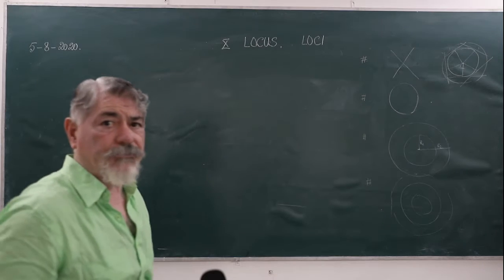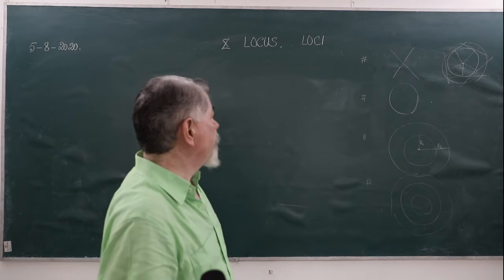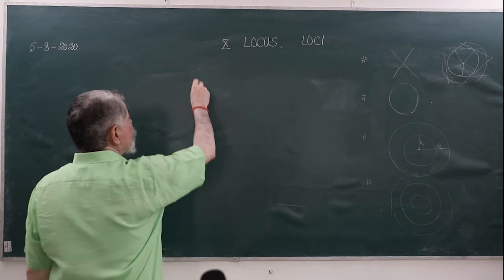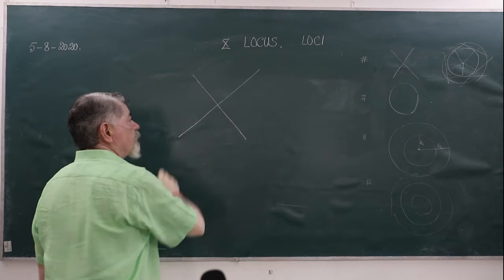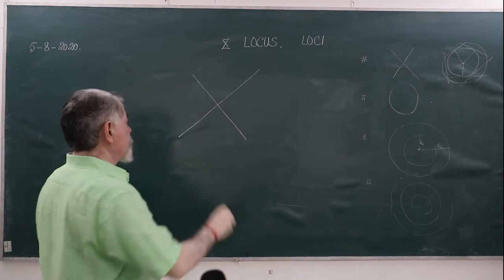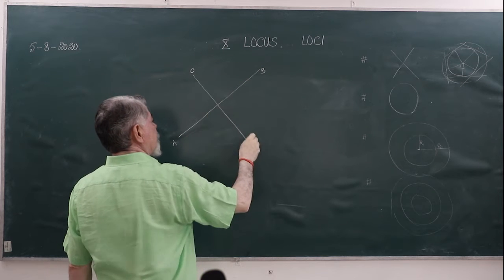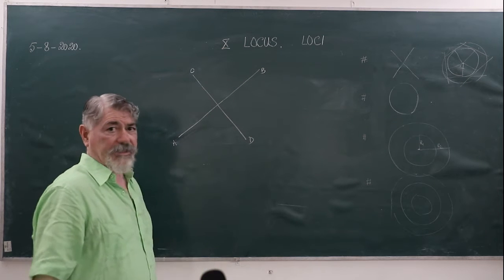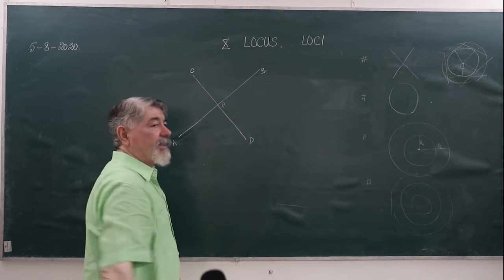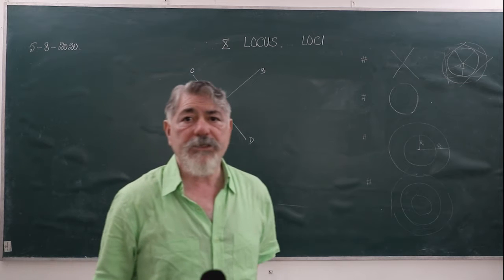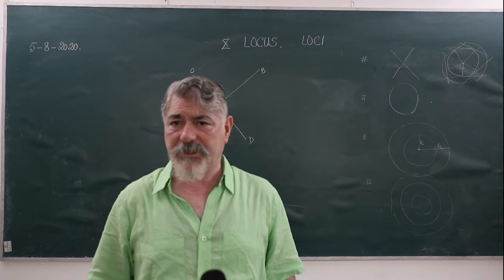Let us look into a few more examples of the locus. For example, if it says that there are two intersecting straight lines. Suppose AB, I'm taking segments or straight lines, you can take A, B, C, D, a two-line segment which are intersecting at point P. We have to find the locus of points which are always equidistant from these two intersecting straight lines.